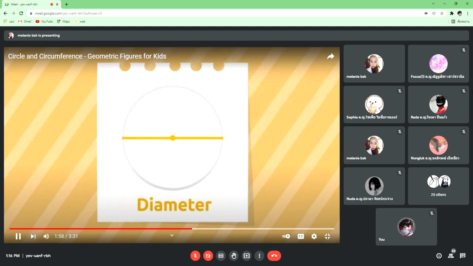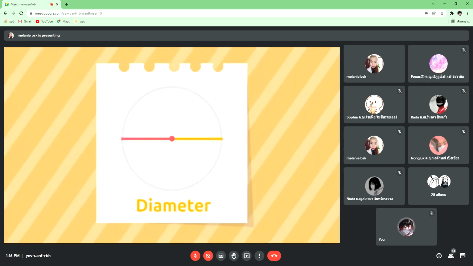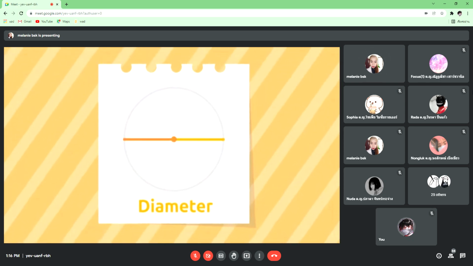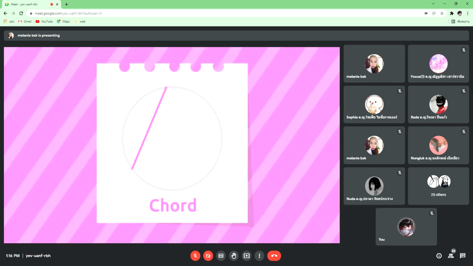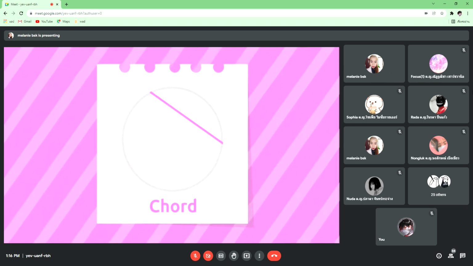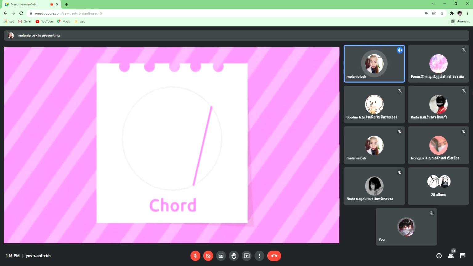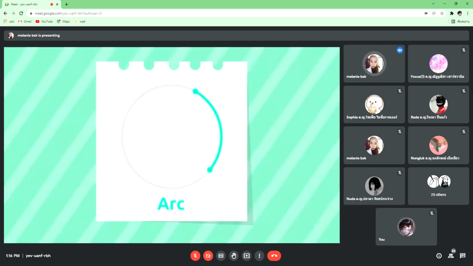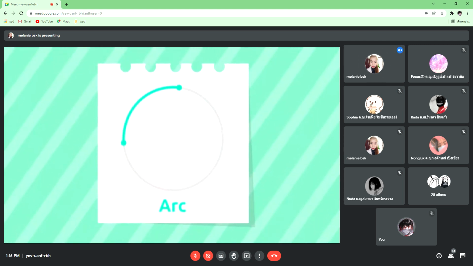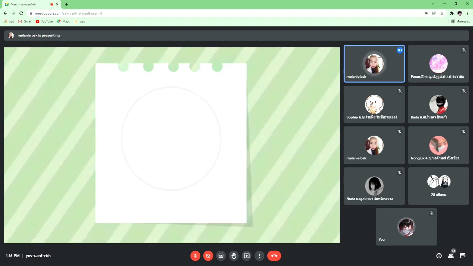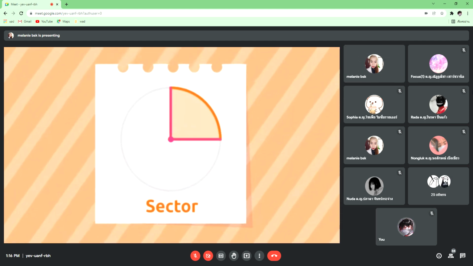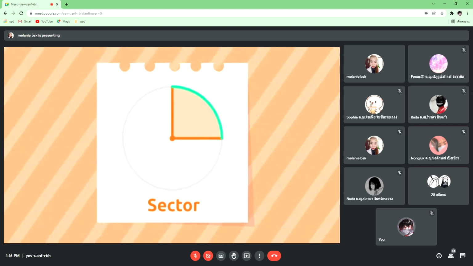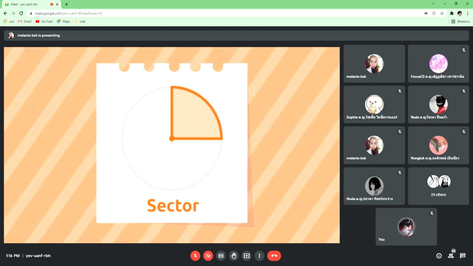It divides the circle into two parts. As you can see, the diameter is twice the radius. And then we have the chord. The chord is the segment which connects any two points of the circumference. It doesn't pass through the center. And then we have the arc. The arc is the part of the circumference that lies between two points. The sector is the region between two radii and their arc. Look, it's a slice of pizza.